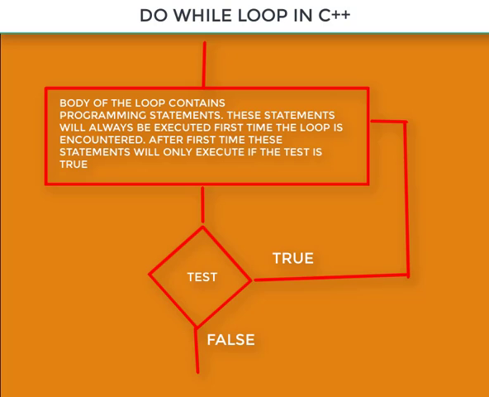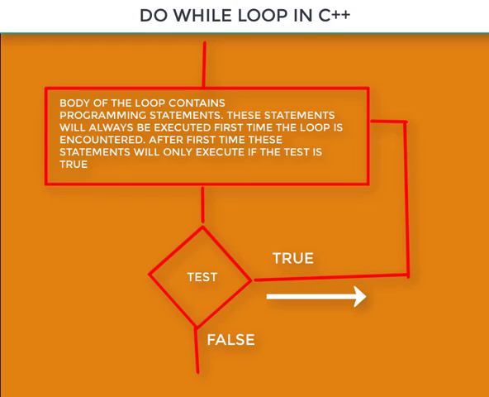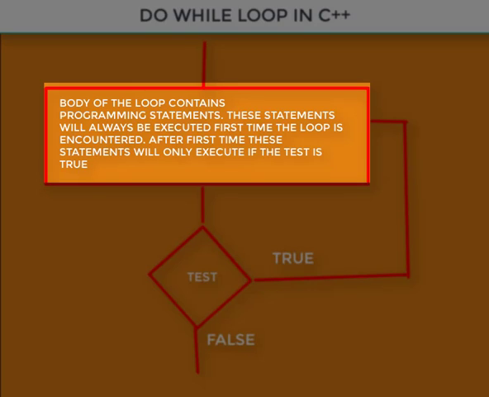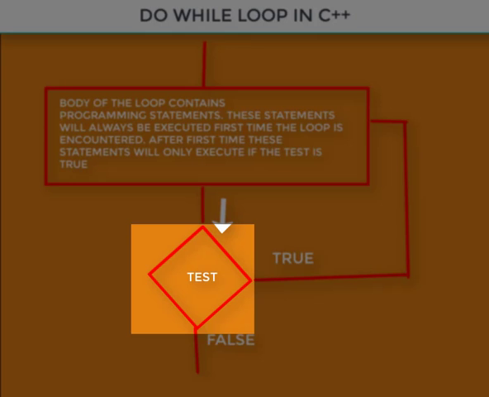After the statements are executed the first time, the control shifts to the test and the test is performed for the first time. The test is a comparison statement. You compare a value against a criterion. If the test is true, the control shifts back to the body of the loop and the statements in the body of the loop will execute the second time. After the statements in the body of the loop have executed the second time, the control will shift back to the test for the second time.